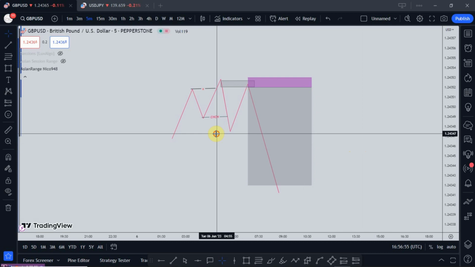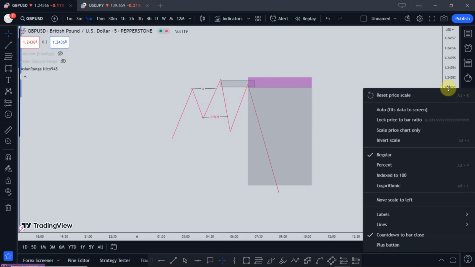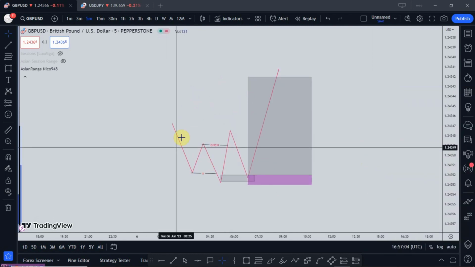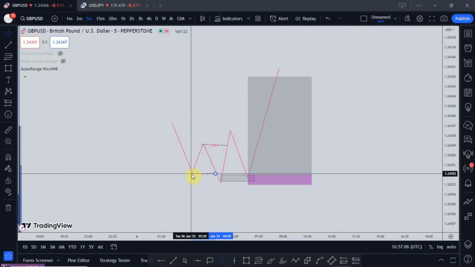Okay, so that's it for a sell. Let's go to a buy. As we want to have a buy, it's the same thing, so it's the opposite of what we just discussed right now.